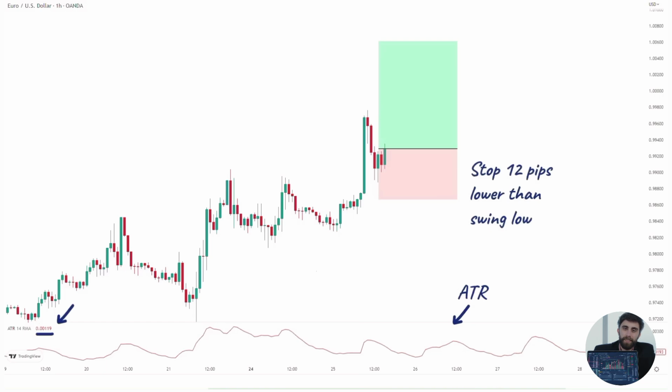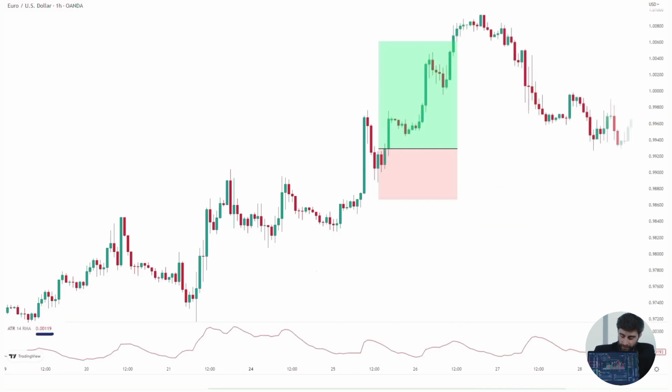For the first TP, you can make your trade break even by closing half of your position when the price reaches your 1 to 2 target. And for the second, you can target the next level of structure in front of the price.